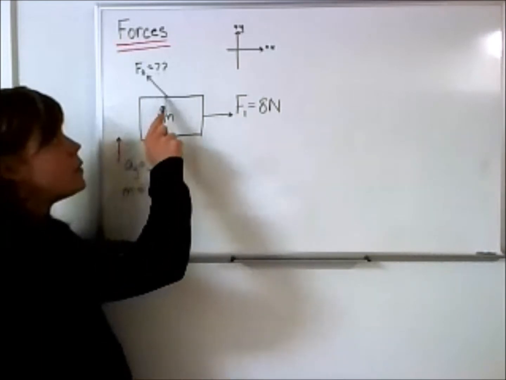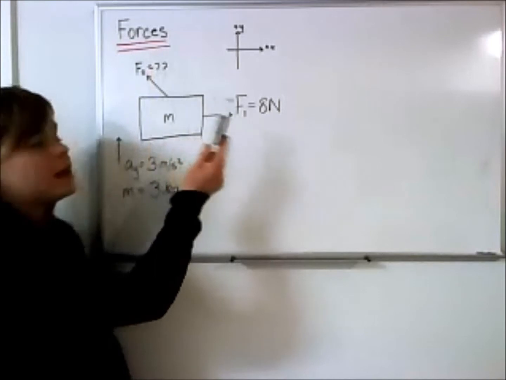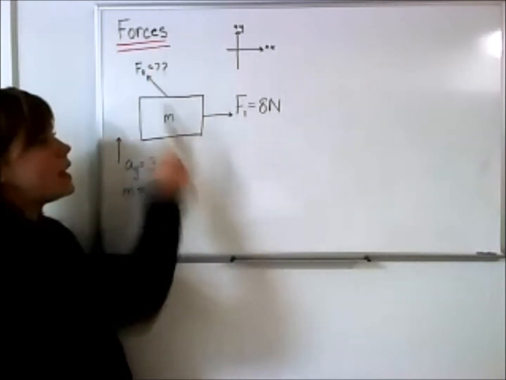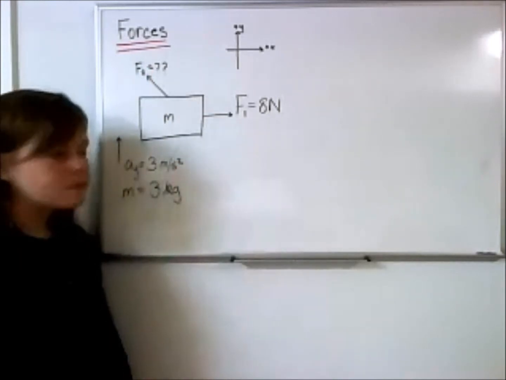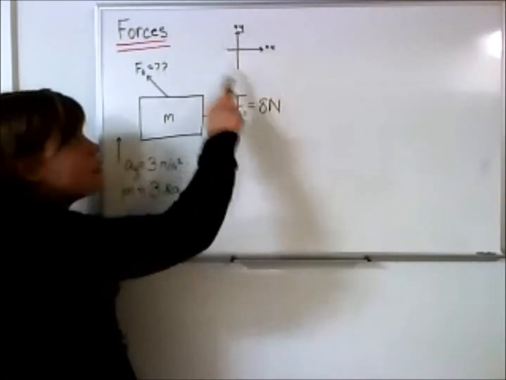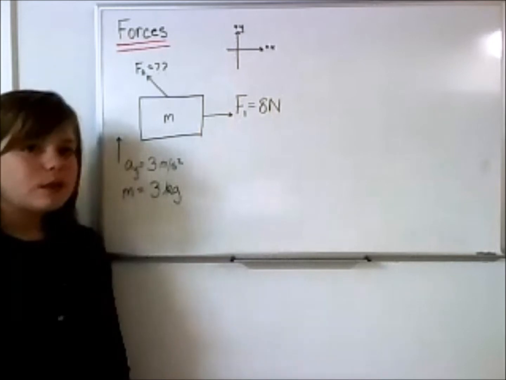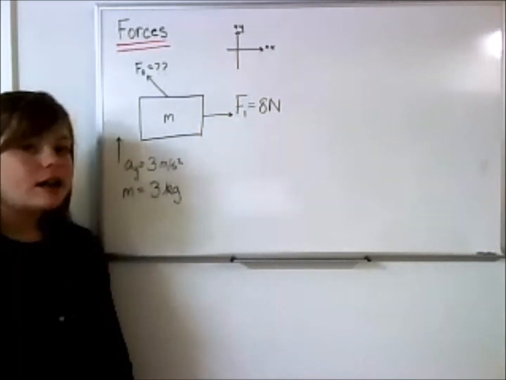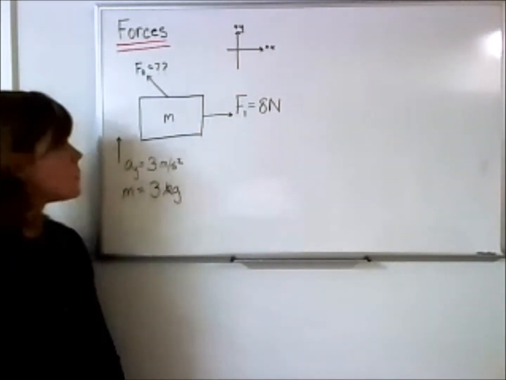There is some component of F2 pulling it up, and another component, as I said, pulling it left to counteract this F1. I've also drawn a coordinate system where I made upwards to be positive y, and to the right to be positive x.